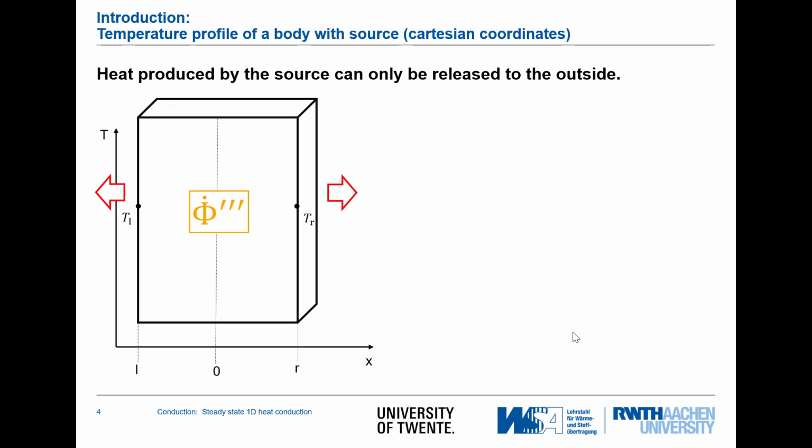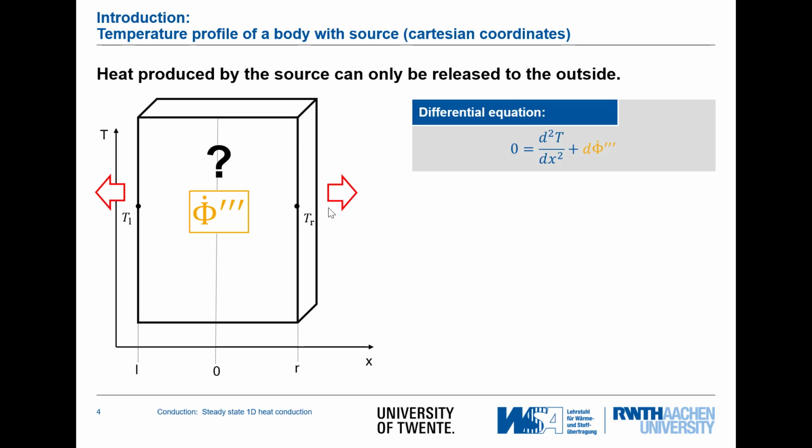How can this look if we would like to use our gut feeling to determine the temperature profile inside such a body where uniform volumetric heat generation is occurring? We have here two temperatures, T left and T right, and let's just assume these two temperatures are equal. Now, what is the course of the temperature profile?